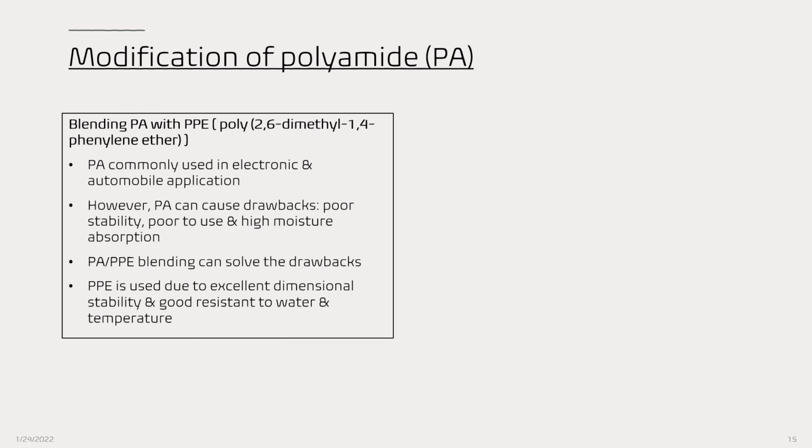Modification of polyamide. The application is blending PA with PPE. PA is commonly used in electronic and automobile applications. However, PA can cause drawbacks such as poor stability, poor processability, and high moisture absorption. PA-PPE blending can solve the drawbacks. The PPE is used due to excellent dimensional stability and good resistance to water and temperature.